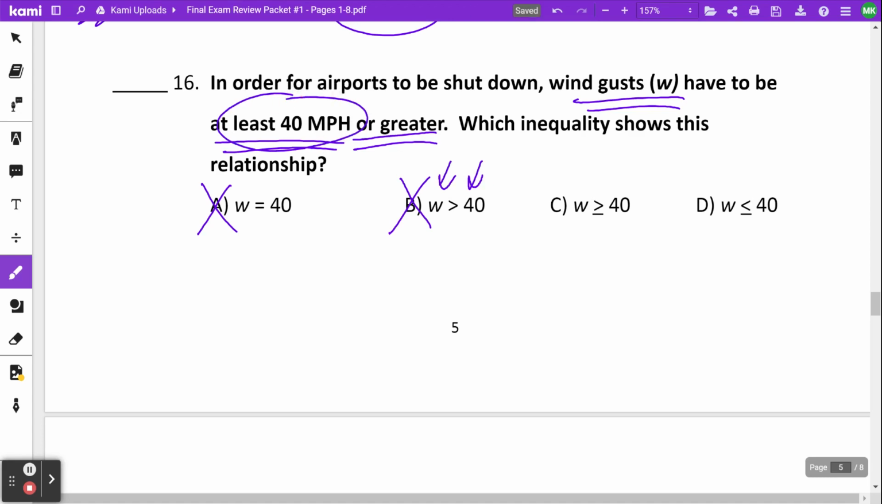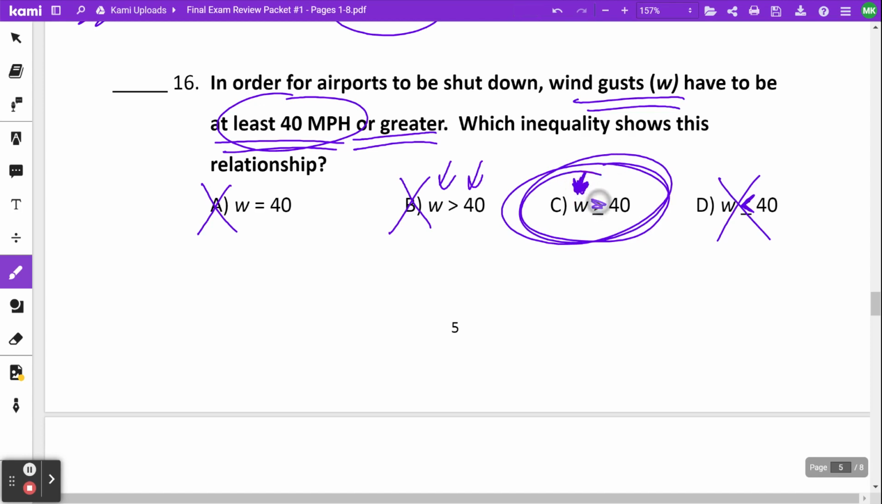Okay. This one is no good because they're shutting down the airport with winds that are less than 40. So anything over 40, then they reopen the airport. Makes no sense. So this is it. So any wind that is greater, right? That's a terrible arrow. Greater than or equal to 40, they're shutting down that airport. So that's choice C. Okay.